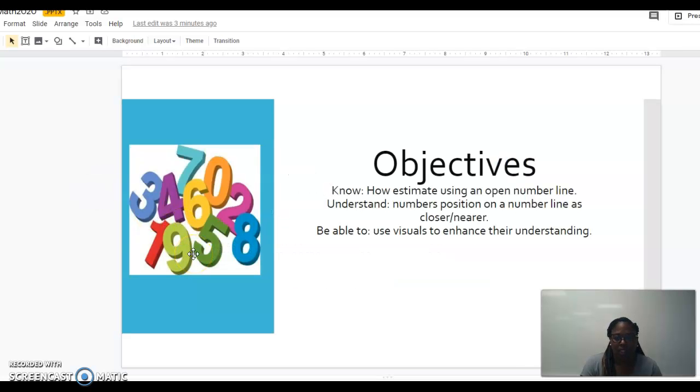Our objectives include: we will know how to estimate using an open number line. We will understand numbers' position on a number line as closer or nearer. We will be able to use visuals to enhance our understanding.